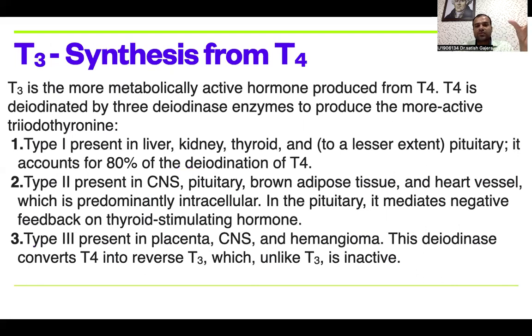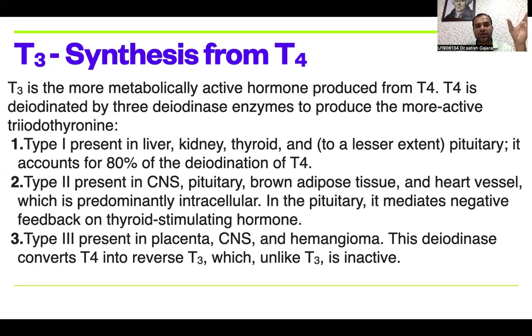T3 is the more metabolically active hormone produced from T4. T4 is deiodinated by three deiodinase enzymes to produce the more active triiodothyronine, T3.